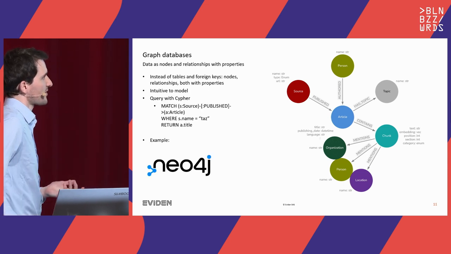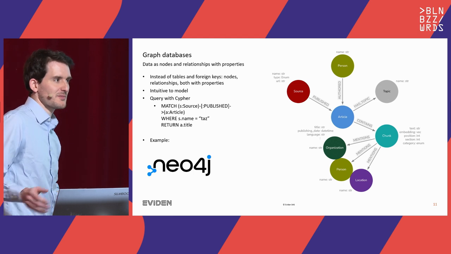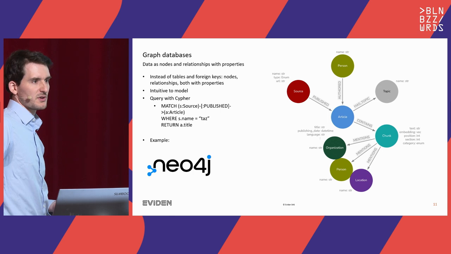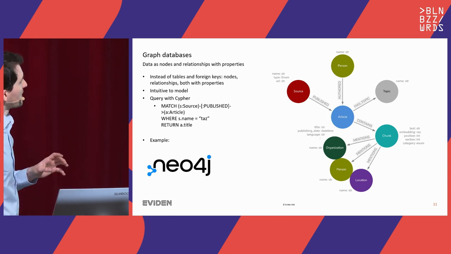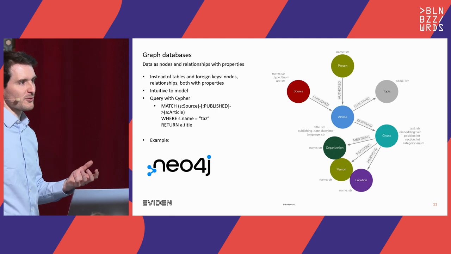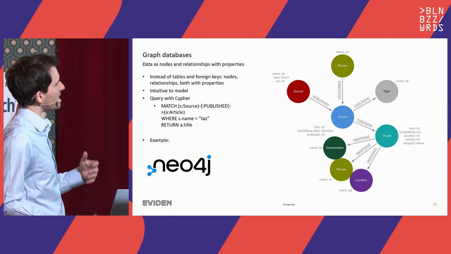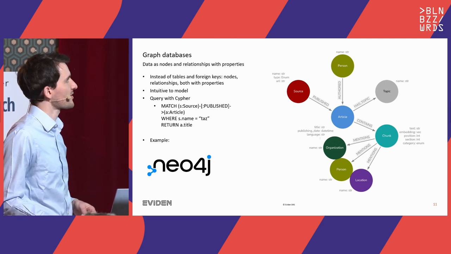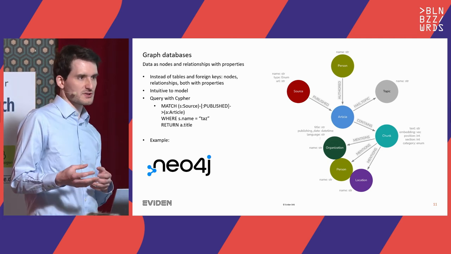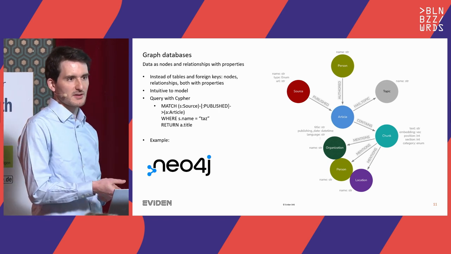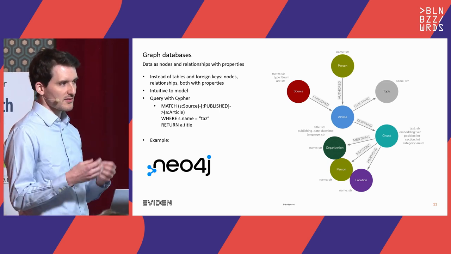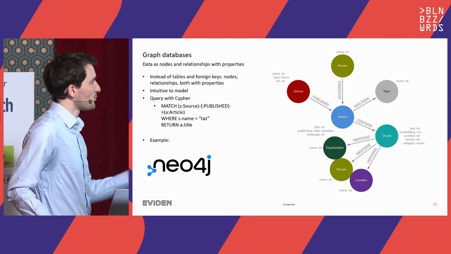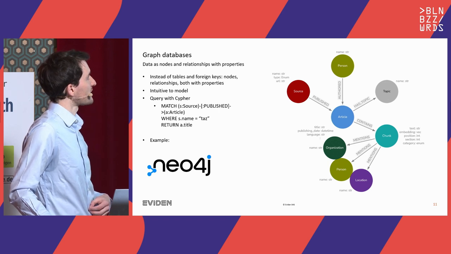Those knowledge graphs have to be stored somehow. And a natural way to store it is in a graph database, because those are made for graph data, which means that instead of having tables like a relational database, they have nodes and relationships, and those relationships aren't just stored as foreign keys, they are stored as proper entities in the database, and both can have properties. So that's the property graph model.